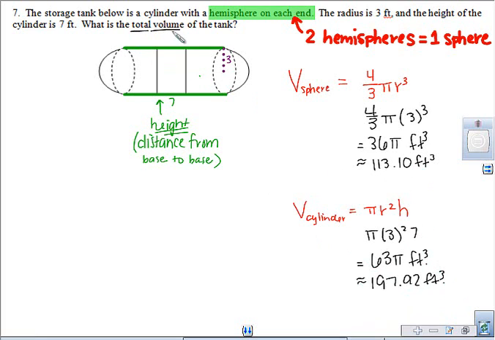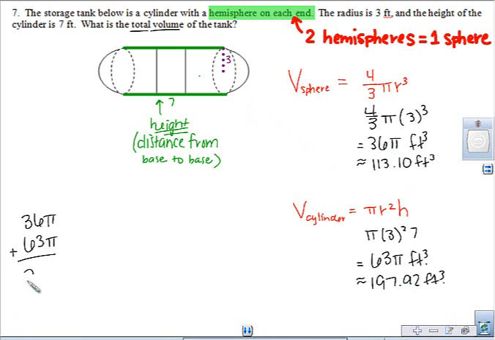Now these are individual. They want the total volume of the tank. So now you have to take your 2 volumes and add them together. If you're leaving them in terms of pi, you have 36 pi from the sphere and 63 pi from the cylinder. And you just add your coefficients there. Don't worry about adding the pi's, that's just on the end. So this would be 99 pi would be your exact answer, and that's in cubic feet. Or approximately, you could add your approximate answers.